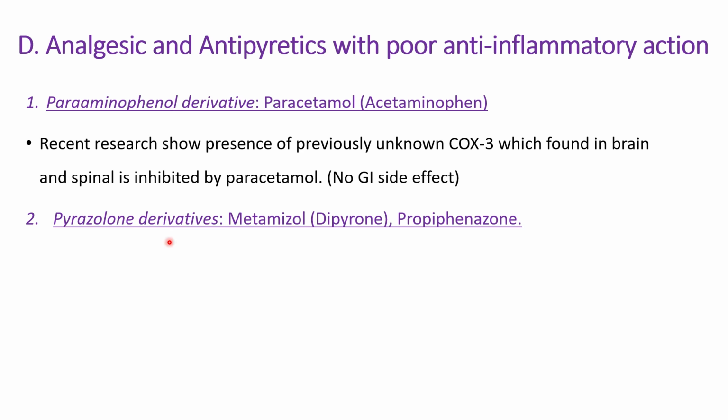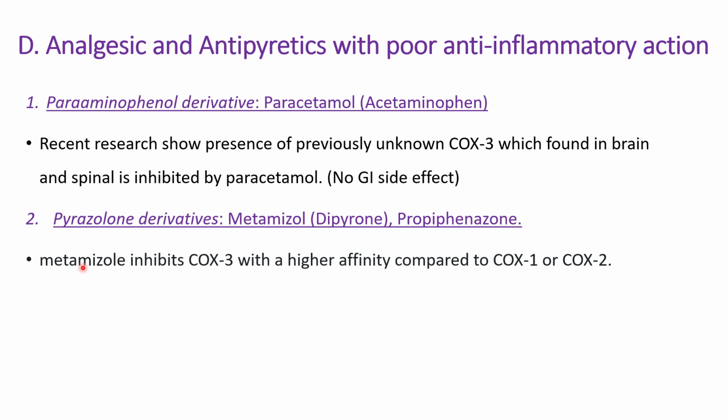Second one is the pyrazolone derivative. The example is metamizole and propionate. Metamizole inhibits COX-3 with a higher affinity compared to COX-1 and COX-2.